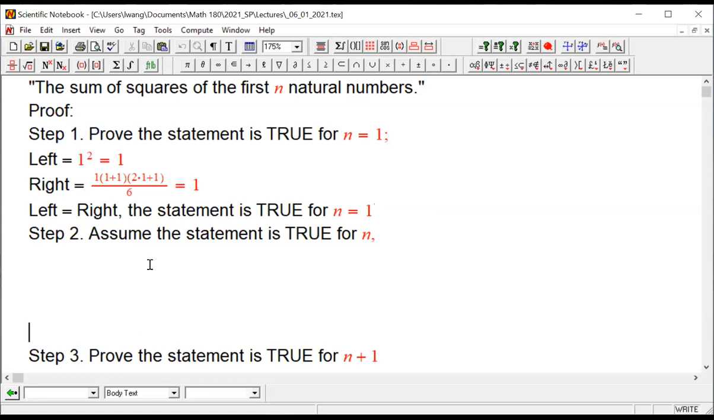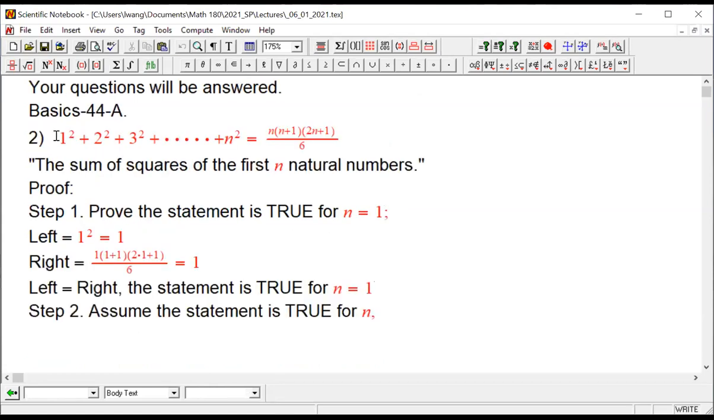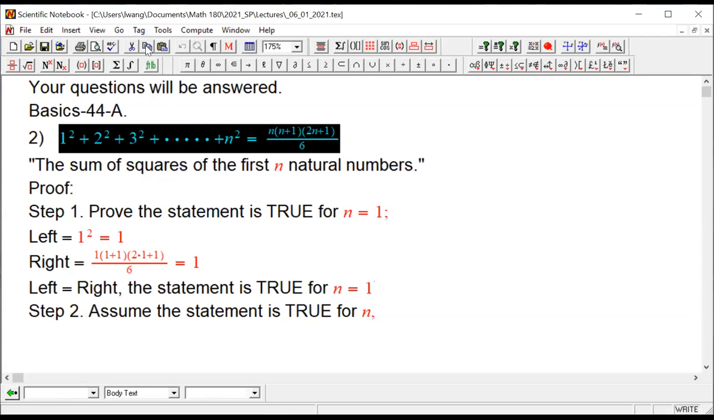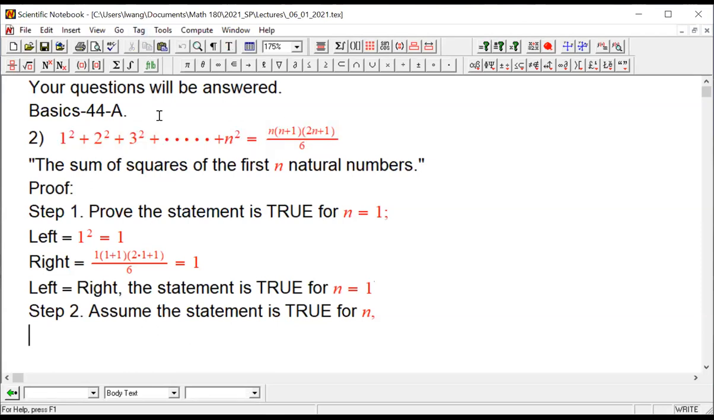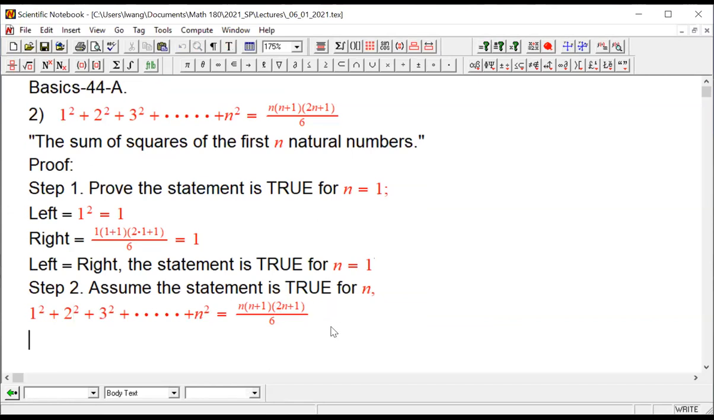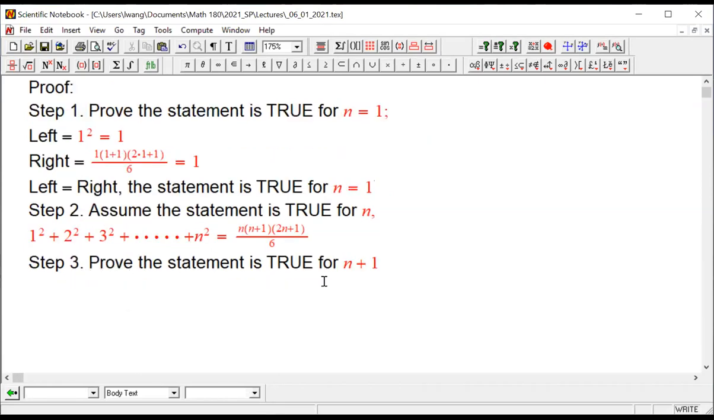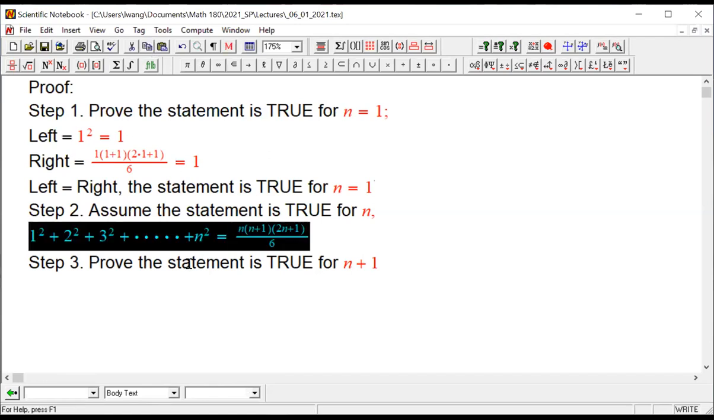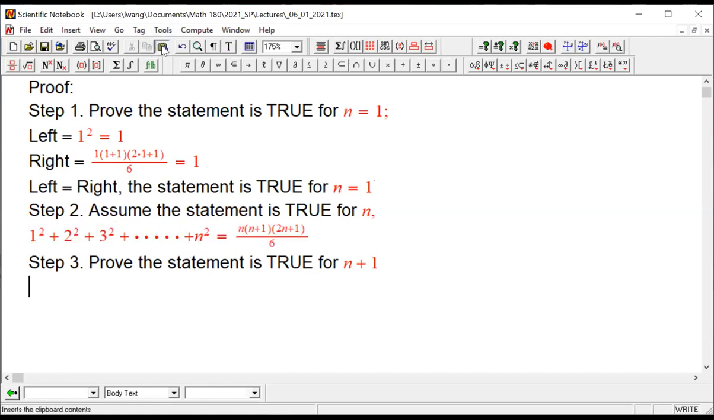Depends. All right, assume the statement is true for n, which means we assume this is true. When we assume something is true, then we can use it. And you can see it's pretty similar to what we did before. And then prove the statement is true for n plus 1. So you need to modify and show the reader what is to be proved.